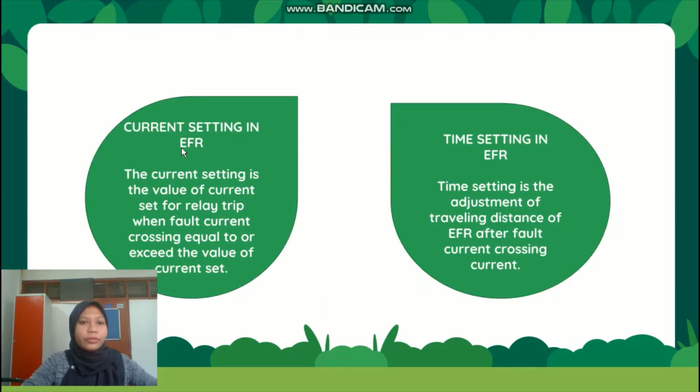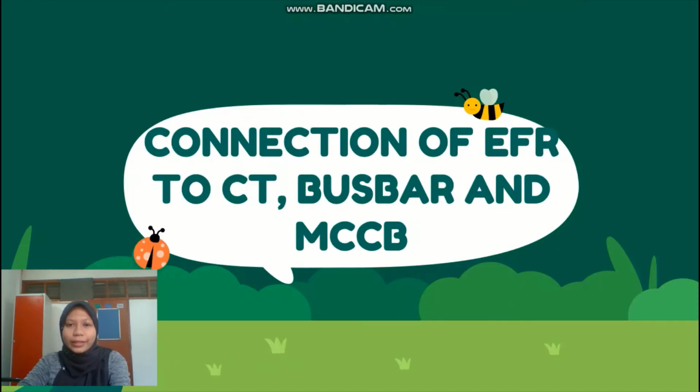Also for question 1, the current setting in EFR. The current setting is the value of current set for the relay to trip when the fault current is equal to or exceeds the value of current set. And for time setting in EFR, time setting is the adjustment of the travelling distance of the EFR after the fault current crosses the current. Okay.